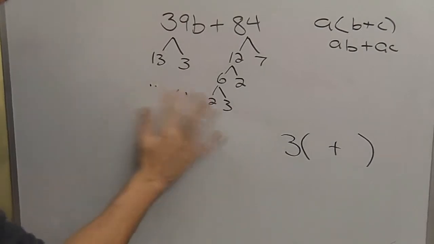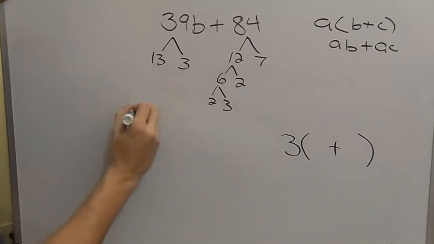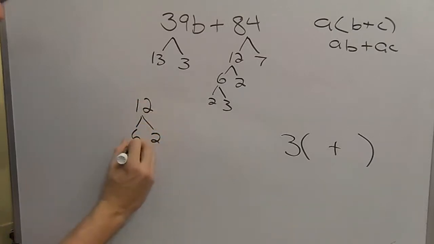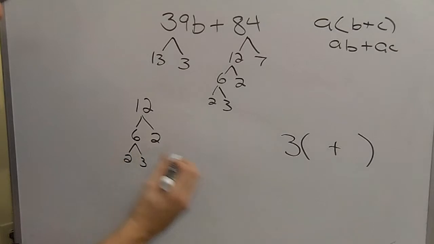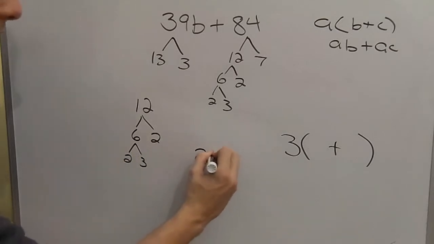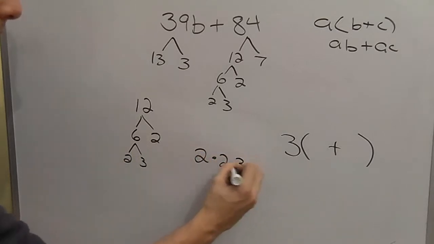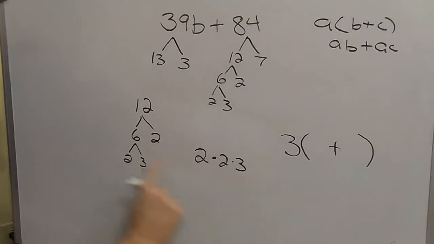We're going to pause. We're going to take a look at the prime factorization of 12, because I think doing it with a simpler number will make more sense. So the prime factorization of 12 is 2 times 2 times 3.